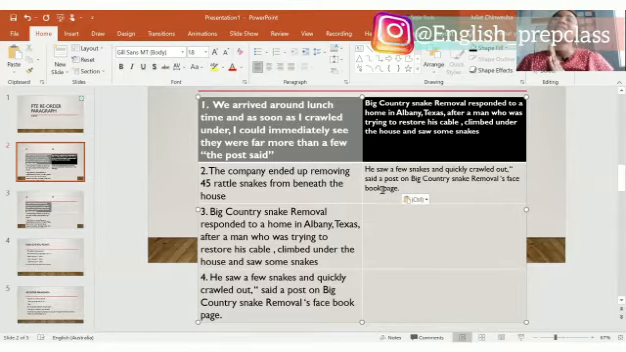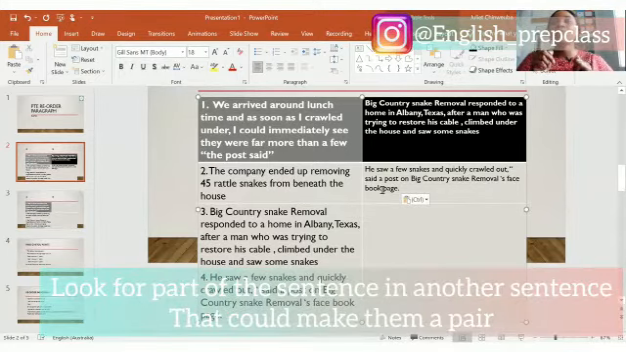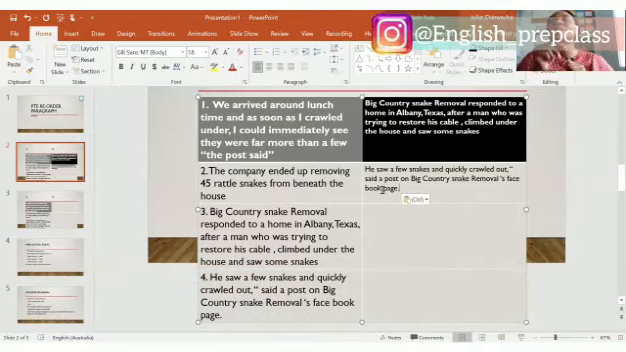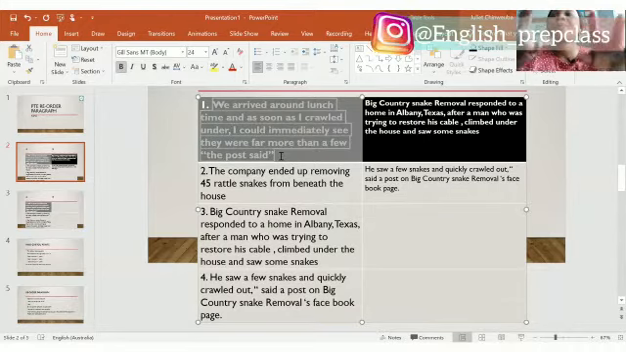Now, after that, if you look at the first sentence, you can see a bit of it in the fourth sentence. The fourth sentence said, he saw a few snakes and quickly crawled out, said a post on Big Country Snake Removers Facebook page. Number 1 says, we arrived around lunchtime, and as soon as I crawled under, I could immediately see there were far more than a few, the post said. So you can see it's actually reiterating what the Facebook post said on number 4. So this means that number 1 and number 4 will go together. So after 4, the next sentence you have is the number 1. So we'll drag it here and we'll paste it here.